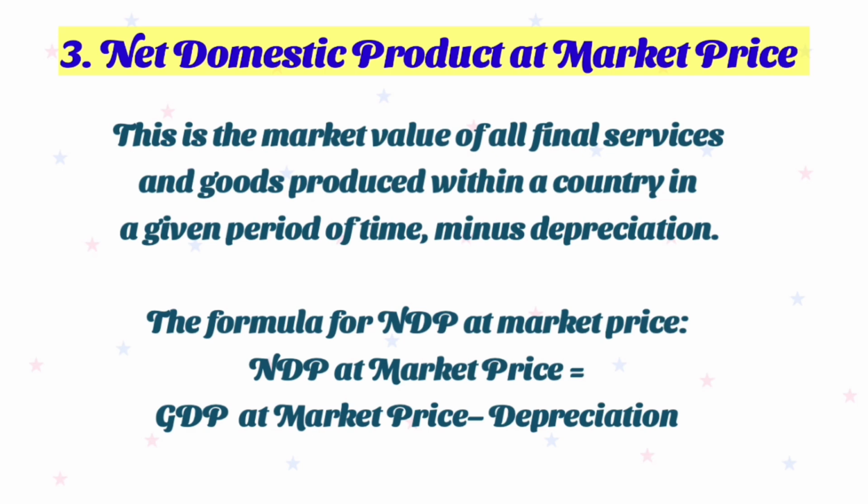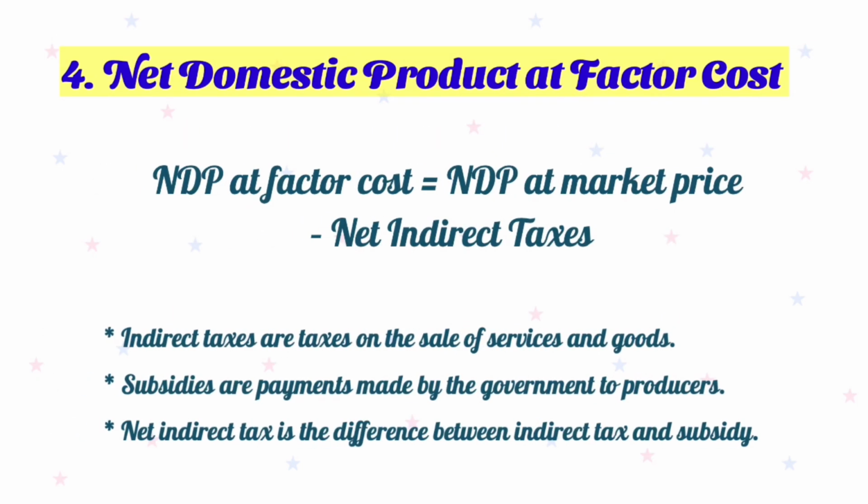The word net refers to the exclusion of that part of total output which represents depreciation. Depreciation is nothing but consumption of fixed capital or fall in the value of fixed capital due to wear and tear during the production process. So, to arrive at net domestic product at market price, we subtract depreciation from gross domestic product at market price. To arrive at net domestic product at factor cost, we need to subtract net indirect taxes from net domestic product at market price, just like we did for gross domestic product.